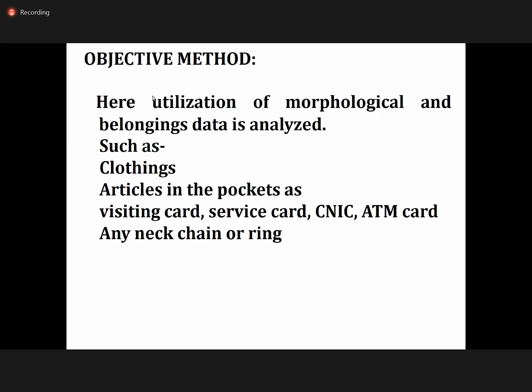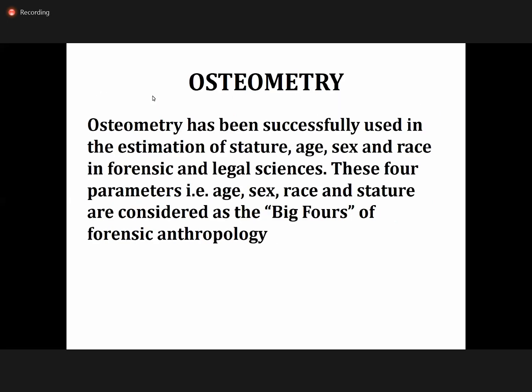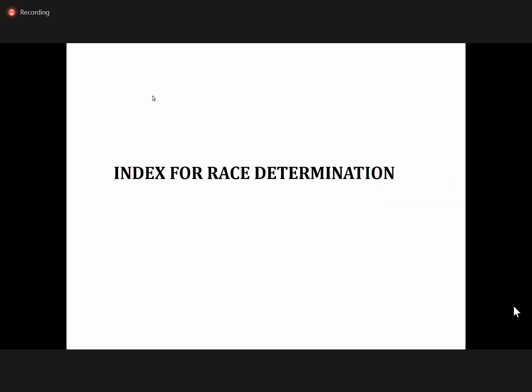So this goes to the chain of evidence. Today, osteometry is successfully used in the assessment of age, sex, and race. These are the parameters of age, sex, and race, as a big cause of anthropology. And how we do it, first of all, is race determination.